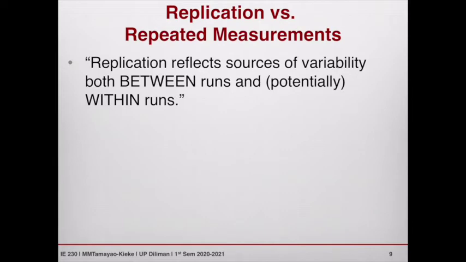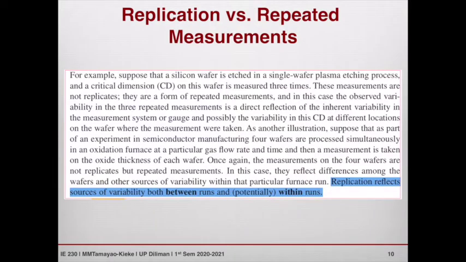You might get confused with the term replication and repeated measurement. It is important that you know the distinction between the two. As Montgomery describes, replication reflects sources of variability both between runs and potentially within runs. Let's look at this example. Suppose that a silicon wafer is etched in a single wafer plasma etching process, and a critical dimension or CD on this wafer is measured 3 times.